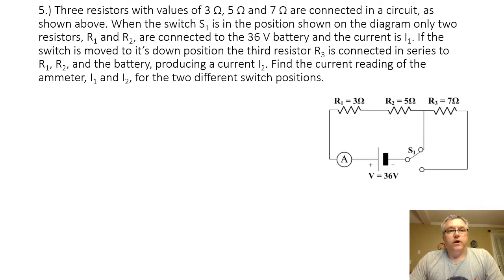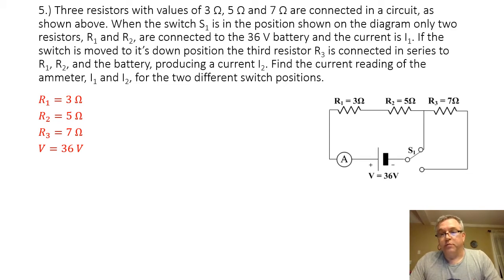Problem 5. 3 resistors with values of 3 ohms, 5 ohms, and 7 ohms are connected in a circuit as shown above. When the switch S1 is in the position shown on the diagram, only 2 resistors R1 and R2 are connected to the 36-volt battery and the current is I1. If the switch is moved to its down position and the third resistor R3 is connected in series to R1 and R2 and the battery, it produces a current I2. They want to find the reading of the amp meter, in other words, find the current for I1 and I2 for the two different switch positions.